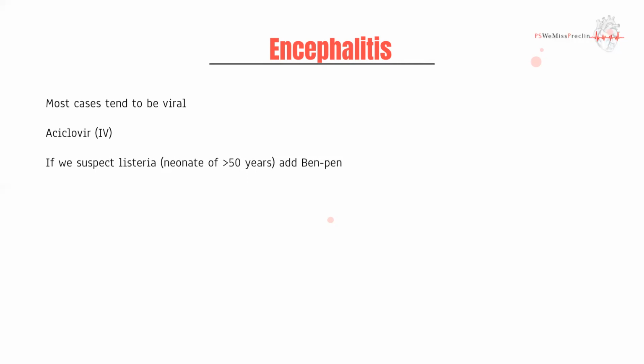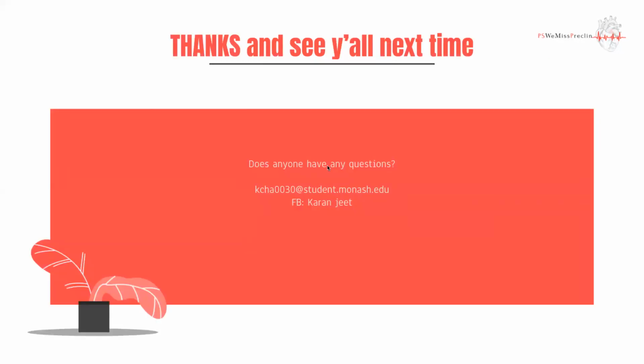You can also have bacterial encephalitis, that's specifically listeria. That is typical in neonates or people older than 50, in which case you would add benzyl penicillin or benpen. I hope that all made sense. That's all we had for meningitis and encephalitis and infections.